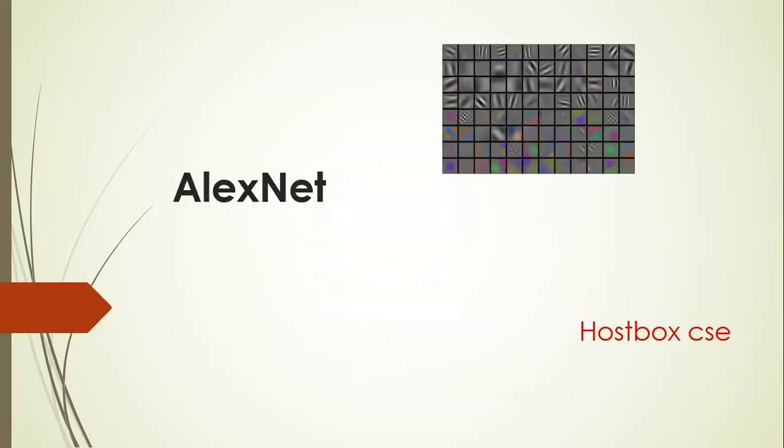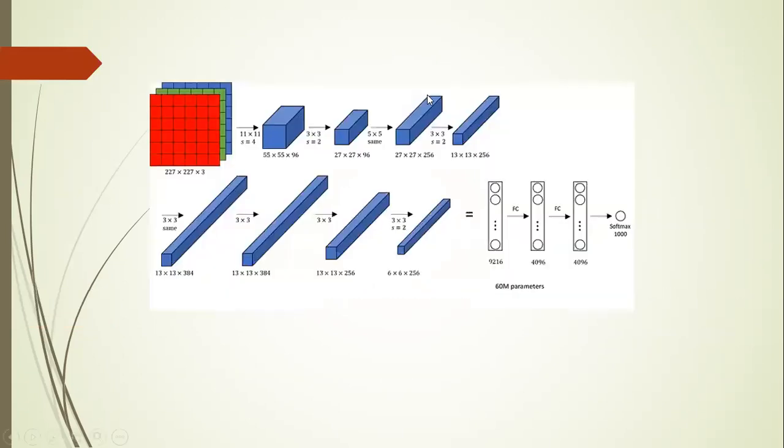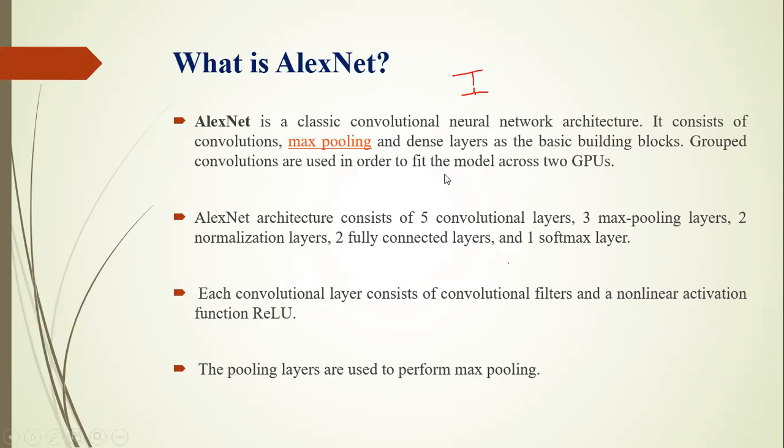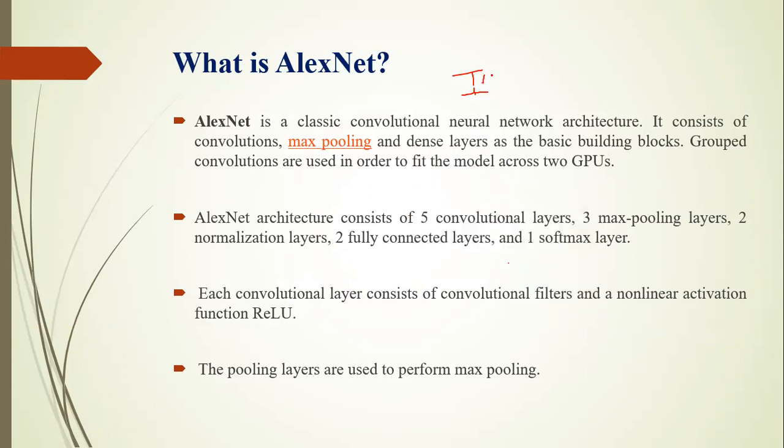Before going into AlexNet, we have to know the meaning of convolution. Convolution is the process of applying a filter over an image to modify it. If I want to modify an image, you can go for the process of convolution and pooling. Why go for pooling? Because if you want to reduce the dimensionality of the data, you can go for the pooling process.